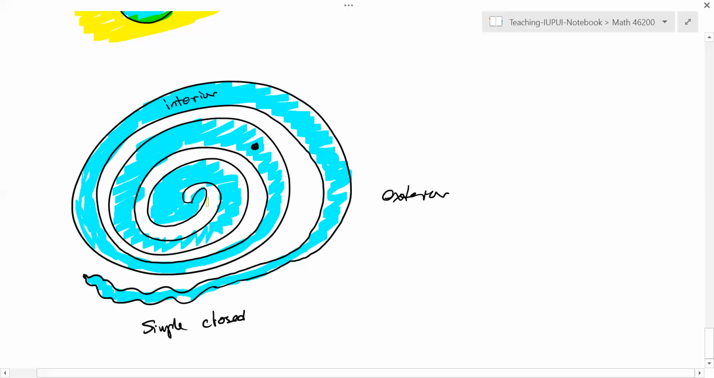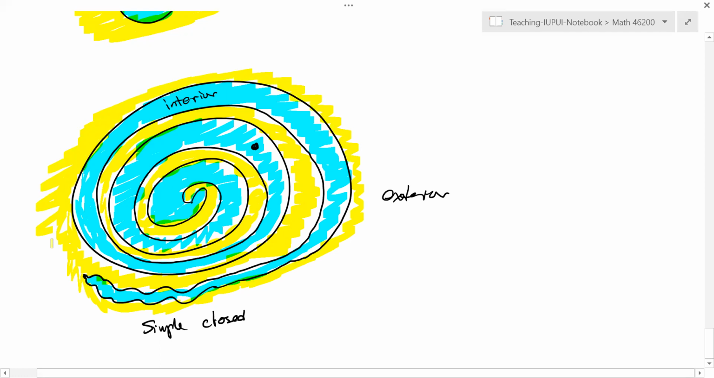But it's harder to check. It's not easy. When the picture is very clear, you can draw a very complicated picture on the wall, and it does look like a simple closed curve. So the yellow region is the exterior.